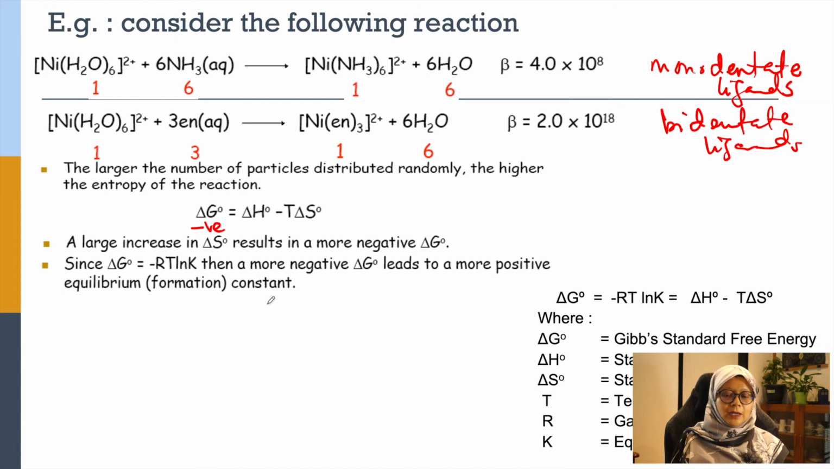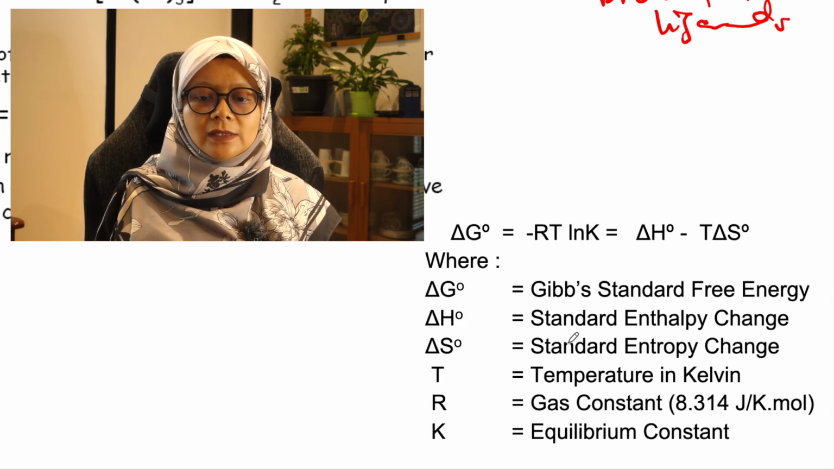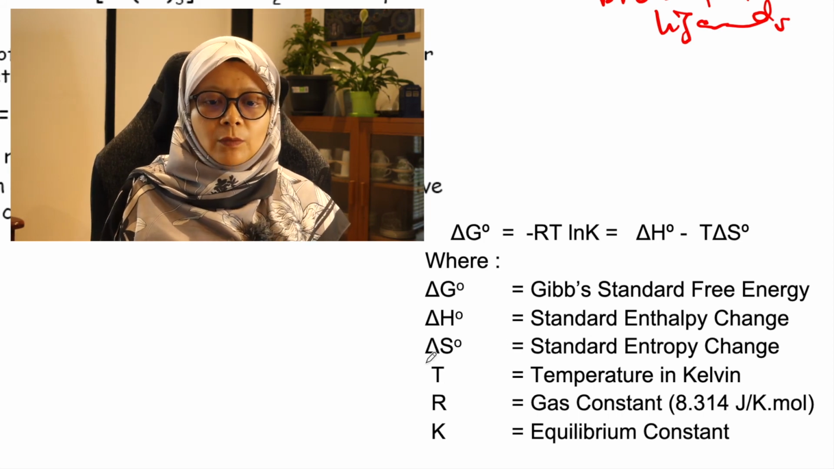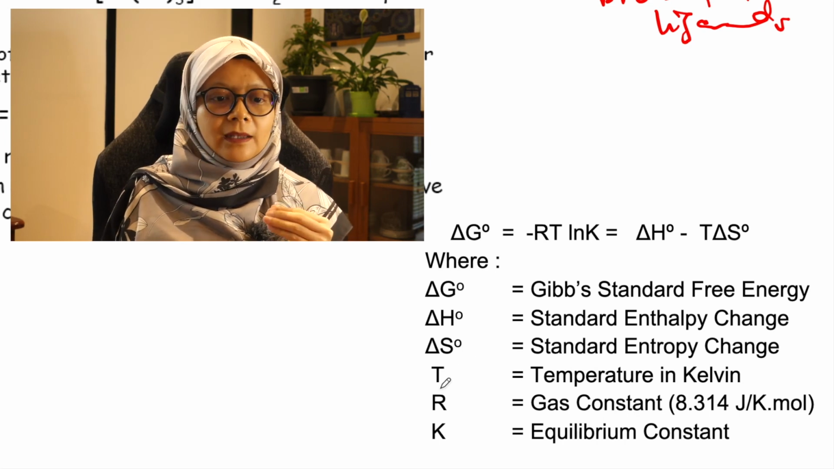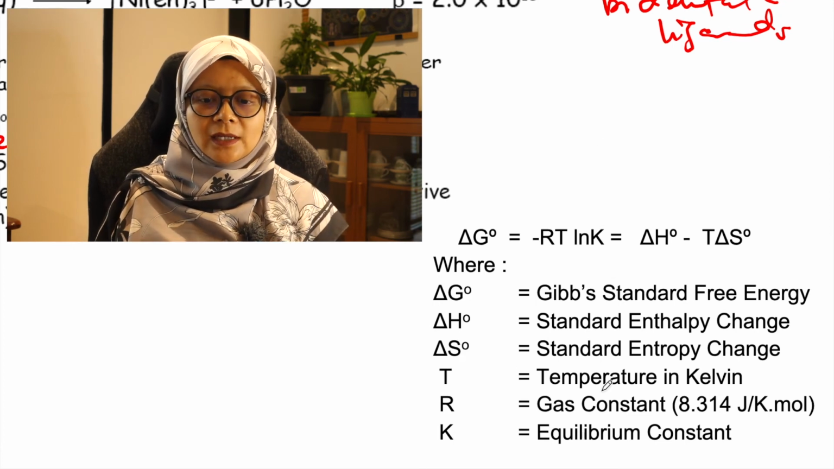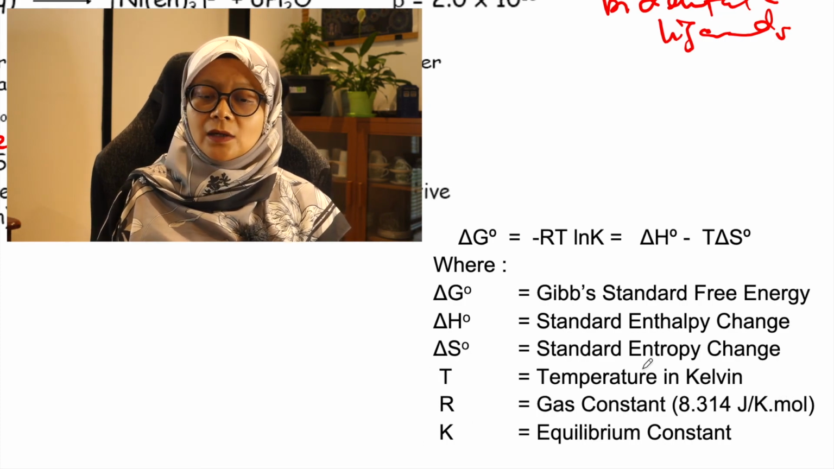So what are delta G, delta S and delta H? Delta G is the Gibbs standard free energy, while delta H is the standard enthalpy change, the energy change. Delta H can be positive or negative, and delta S is the standard entropy change. T must be in Kelvin, and R, the gas constant, is 8.314 joule per K mole, and K is the equilibrium constant.